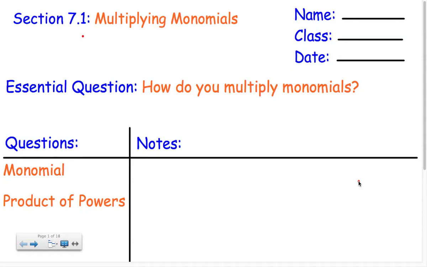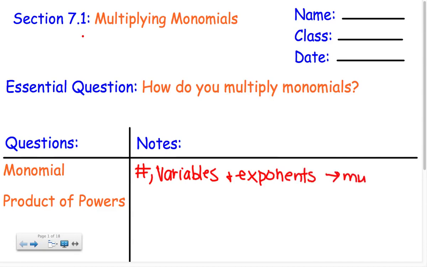Monomials Day 1. Essential question: How do you multiply monomials? So monomials are numbers, variables, and exponents that are being multiplied together.